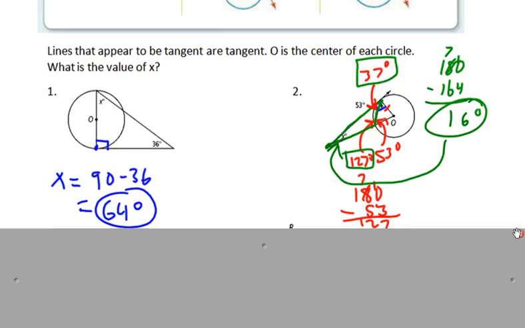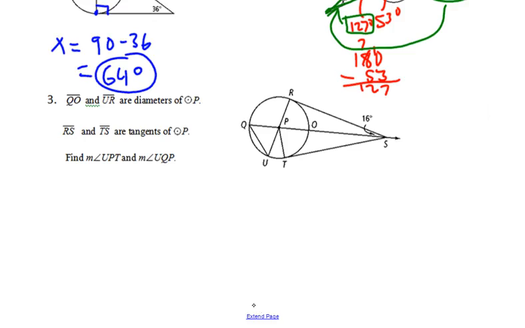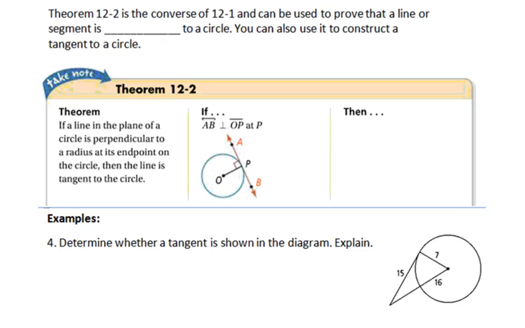Now here's one that I like to do in class with you, but I'd also like you to try on your own. Number 3 gives you some information. It gives you a whole lot of lines, a couple tangent lines, some radii, and some diameters. Try to find these two angles. All right? May have to find one before the other, but they're both doable. But right now we're going to go on to the converse of that.